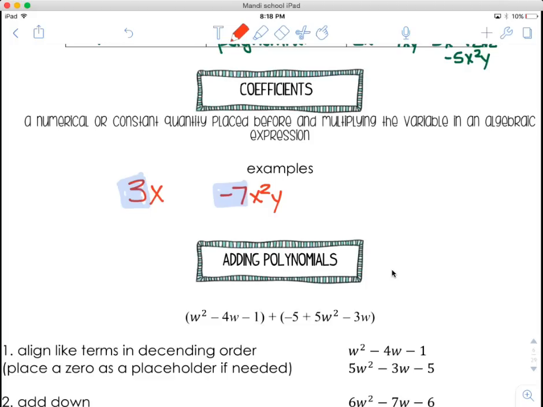Well, what happens if you don't have a number in front of it? What if you have x, y, z? Well, in front of this is still an invisible 1. And the invisible 1 would be your coefficient. All right, so let's get to adding polynomials.